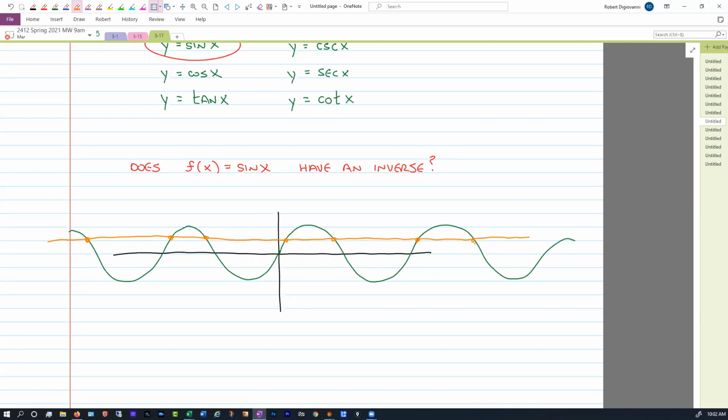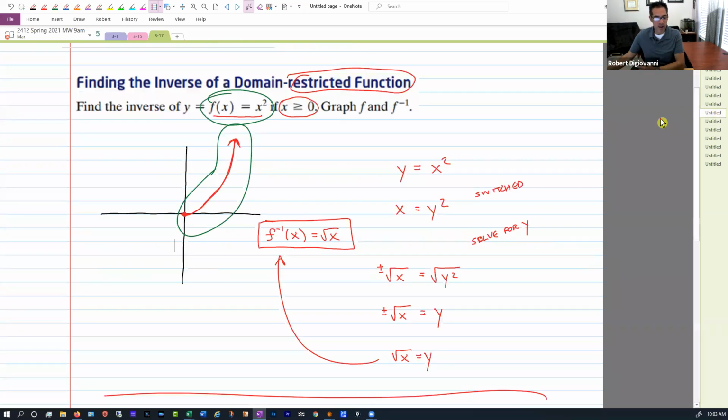Is everyone clear on this? The sine function is a function, passes the vertical line test, but it fails the horizontal line test. So it is not a one-to-one function. But we still would like to see if we can somehow come up with an inverse. Just like the previous problem that I showed you with the parabola, in general, a parabola will not have an inverse because it will fail the horizontal line test.